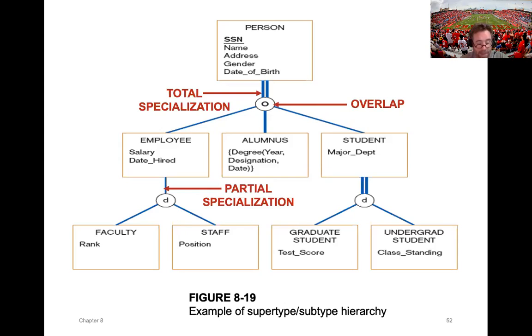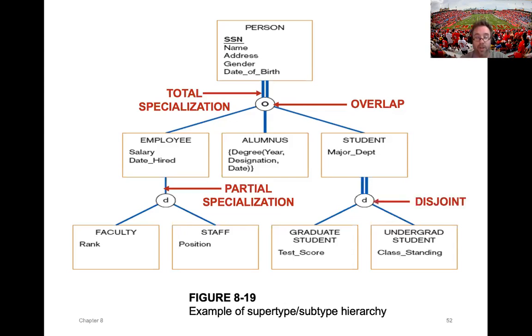Overlap: an entity instance can simultaneously be a member of two or more subtypes. So if you are a student or an alumnus, you can be both at the same time, or an employee. I'm actually one of these. I'm an employee, I'm faculty, and I'm an alumnus. I did my PhD at the University of Houston. So this is where it comes into play.